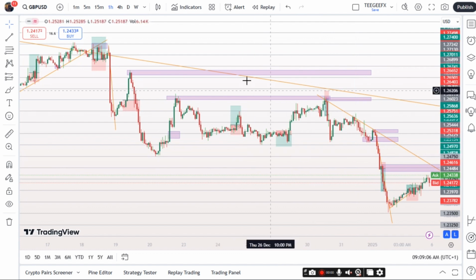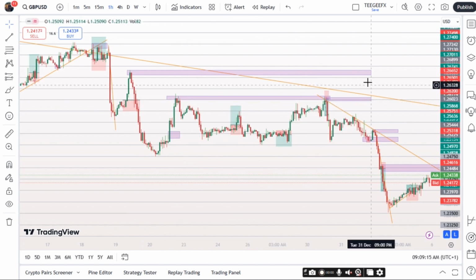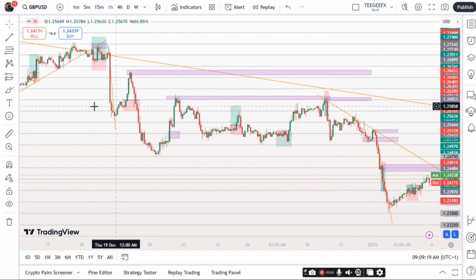When I notice that this market is on a downward trend, what do I have to look for? A swing point. This is my trend line. This is my psychological level. You can see this is my psychological level.